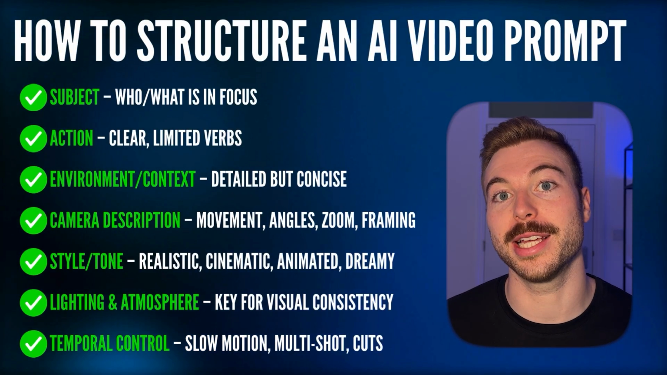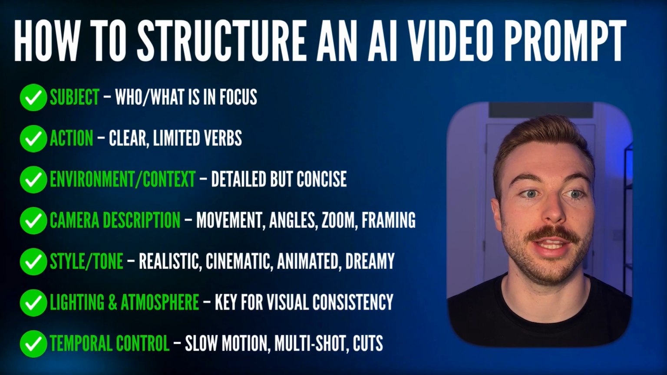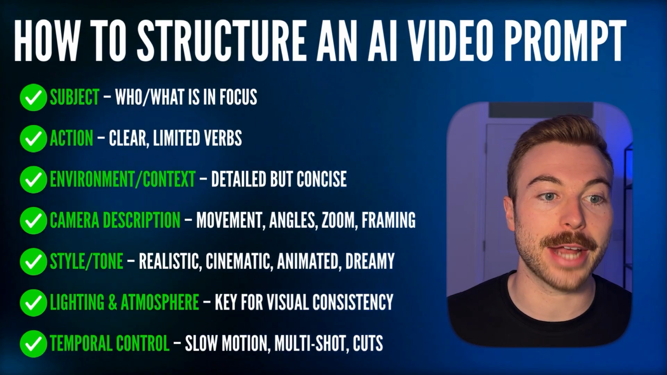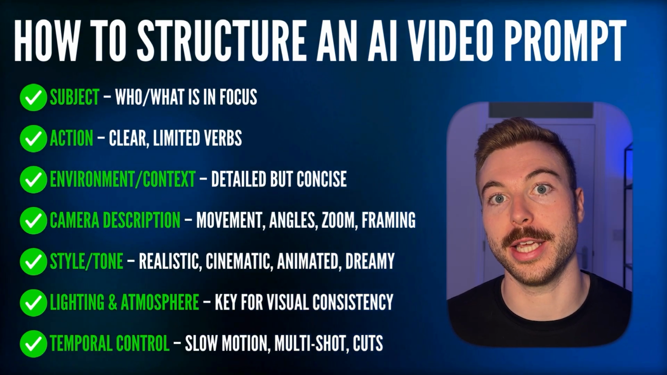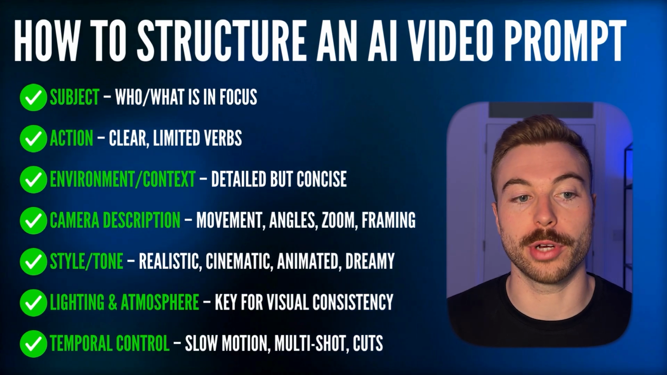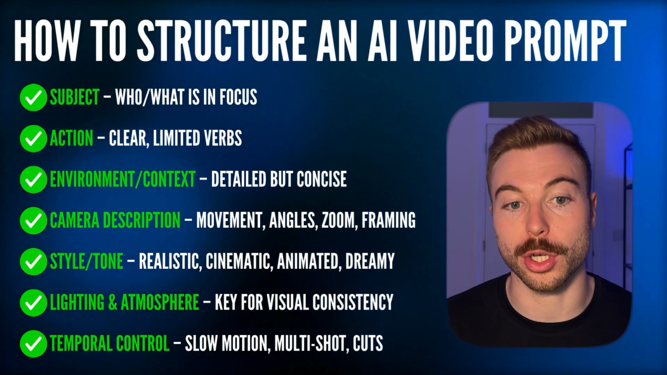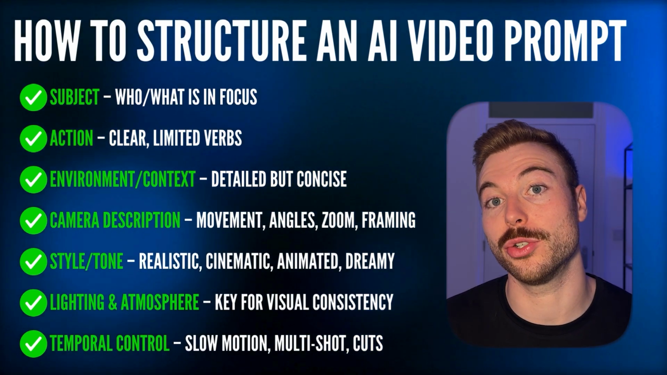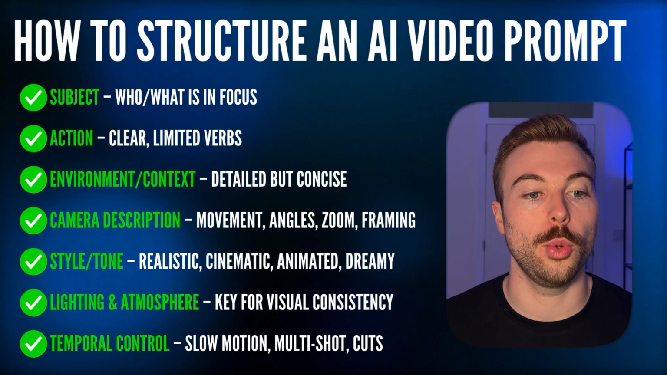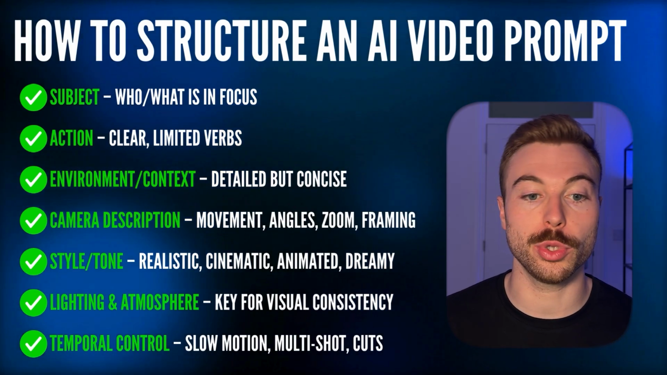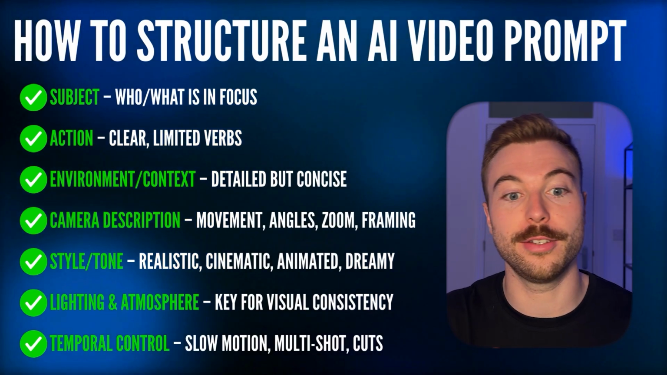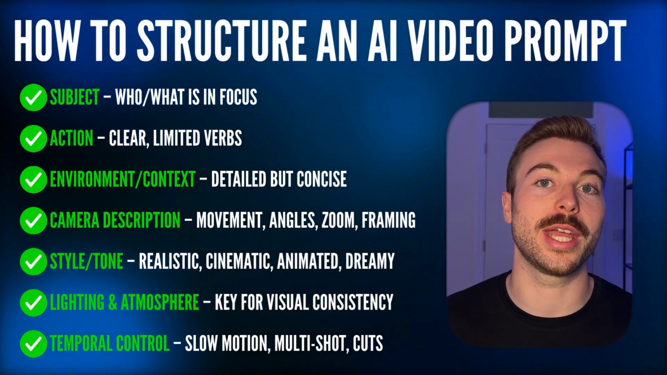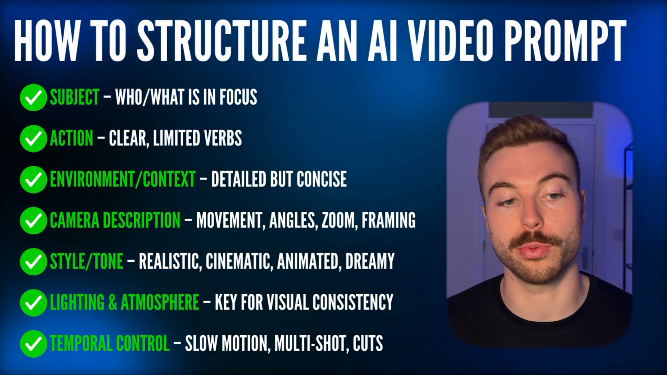So what makes a really good prompt? Well, we've got a really clear subject that we want included in the video. We've got a really clear action of what they're doing in the actual video as well. We're including details around the environment, the context, so it's really detailed but also concise. We're then also saying anything around the camera, so angles, zooming in, framing, movement. So we're giving that AI as much as possible to go on.